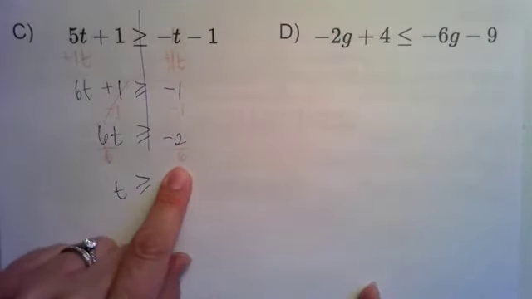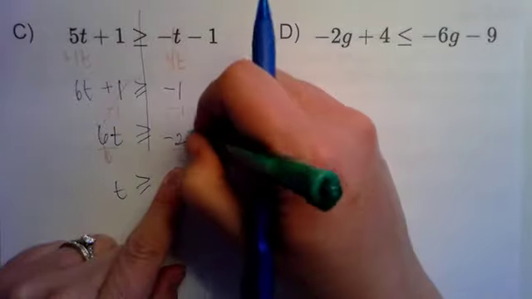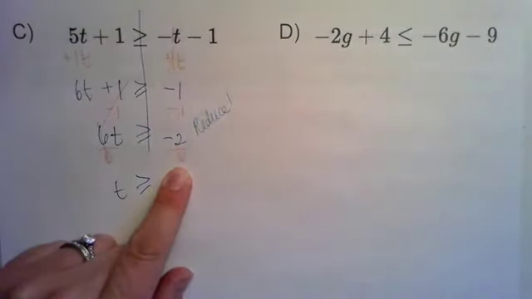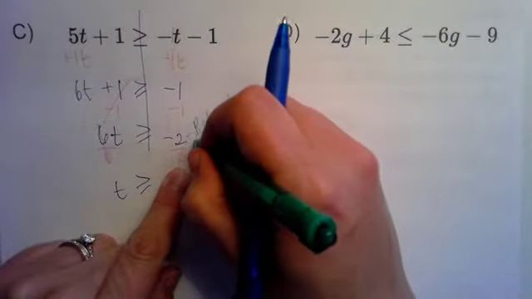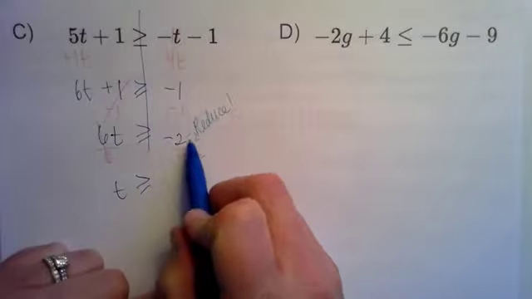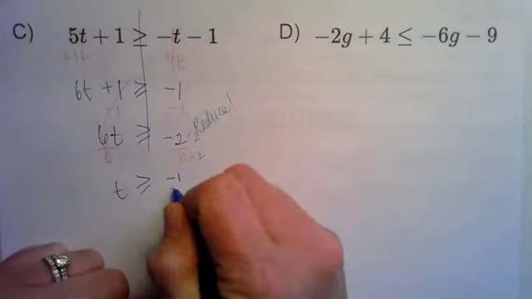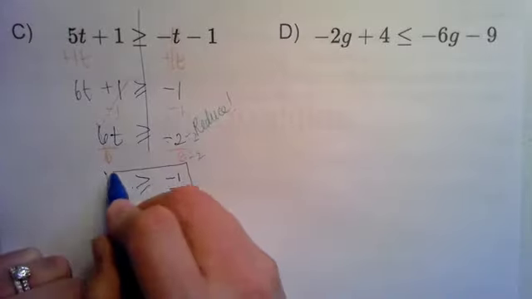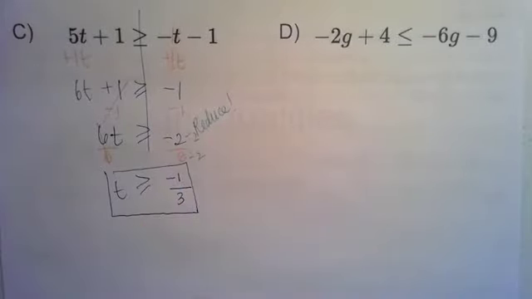Okay, again, we have a lovely fraction that we need to reduce. And what can they both divide by? They can both divide by 2. So we're going to reduce by 2. Negative 2 divided by 2 is negative 1. 6 divided by 2 is 3. So t is greater than or equal to negative 1/3. Beautiful.